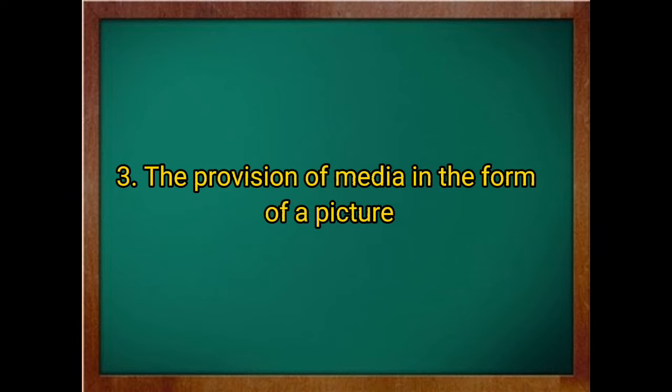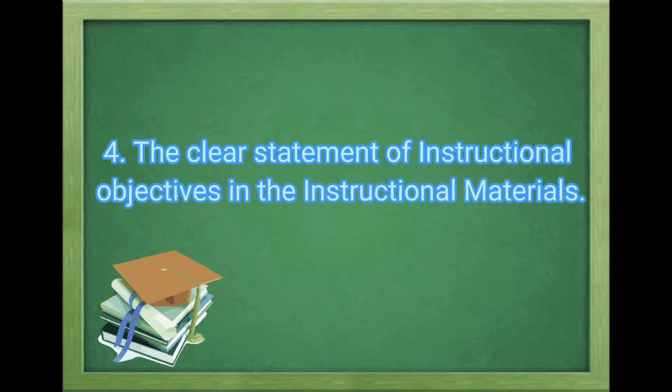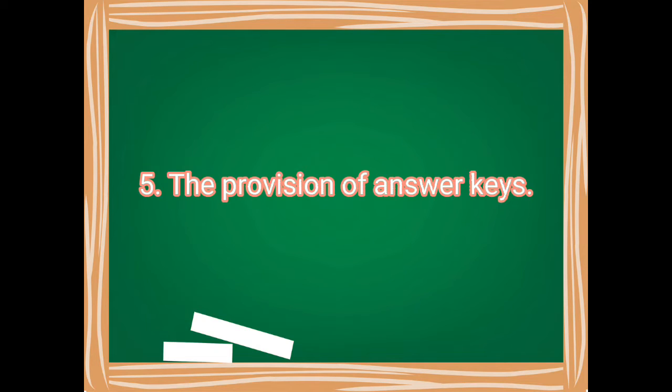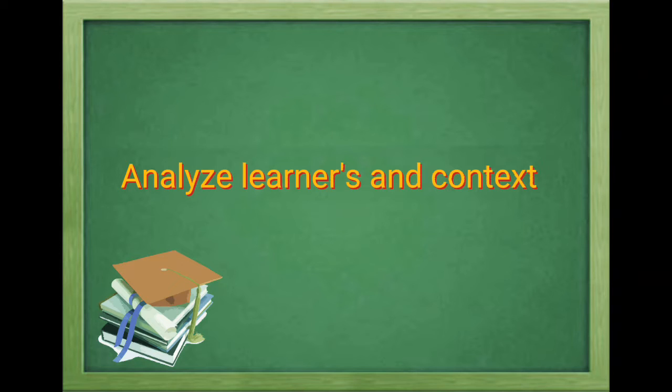Third, the provision of media in the form of a picture. Fourth, the clear statement of instructional objectives in instructional materials. It's really important that teachers provide a clear statement of instructional objectives so that the students might be guided on what they must achieve at the end of the lessons or modules. Fifth, the provision of an answer key. These techniques help the students to develop well and measure their achievements as they obtain feedback using the answer key in the instructional materials.